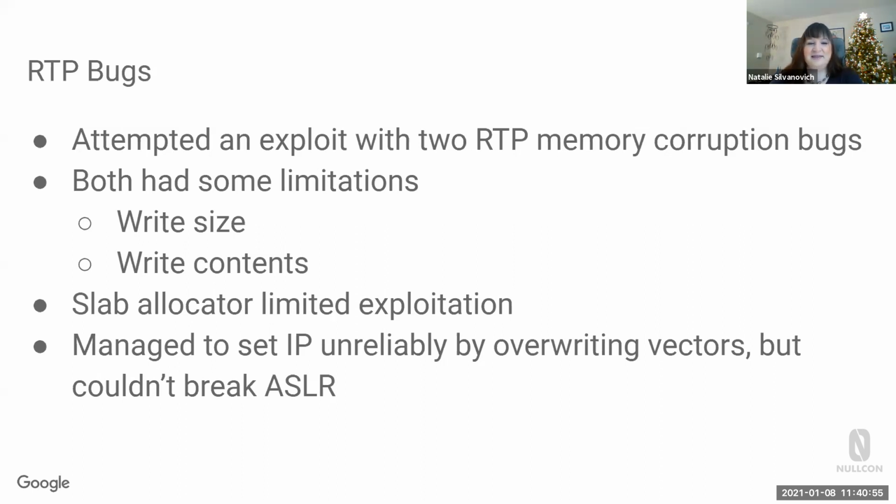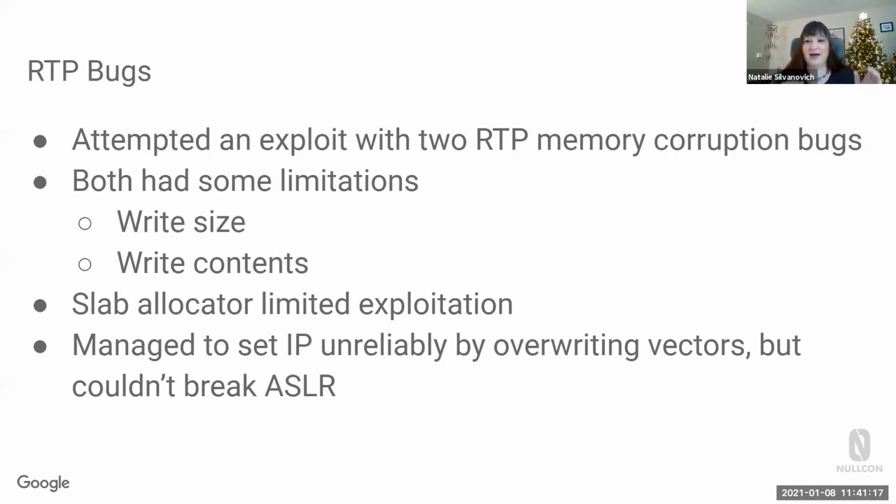And in the end, I was able to use these bugs to very unreliably set the instruction pointer. And basically the way this worked is there's like tons of vectors for various things in WebRTC. And some of them have C++ objects in them that have these tables. And sometimes they iterate through them and make virtual calls.